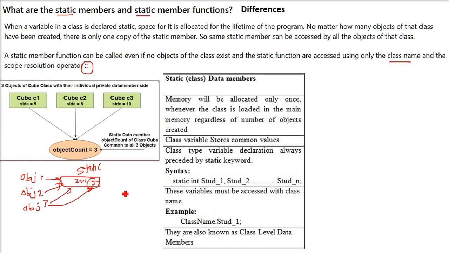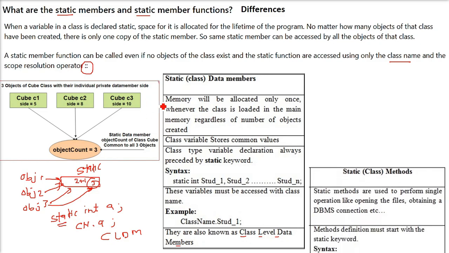How do we write it? The normal way: whatever you define, just put a static keyword in front of it. For example, you are saying int a or int b. When you are doing this int a, you just prefix it with the static keyword. And this variable must be accessed with the class name, that is, you use the class name, then a dot, and then you can call this a: class name dot a. They are also known as class level data members. So these are static data members.